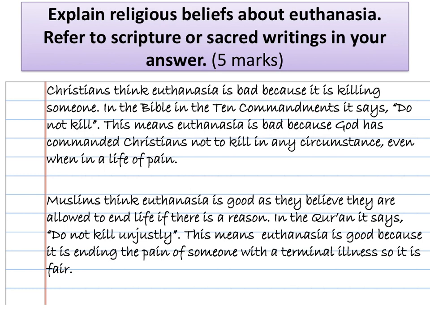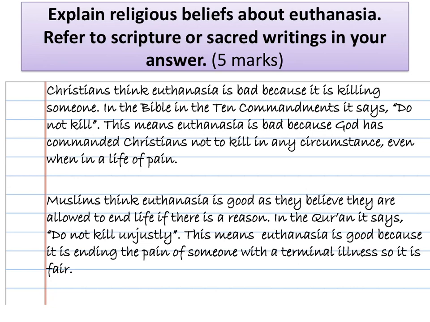Christians think that euthanasia is bad because it is killing someone. In the Bible, in the 10 Commandments, it says, "Do not kill." This means that euthanasia is bad because God has commanded Christians not to kill in any circumstance, even when in a life of pain. Muslims think that euthanasia is good, as they believe they are allowed to end a life if there is a reason.